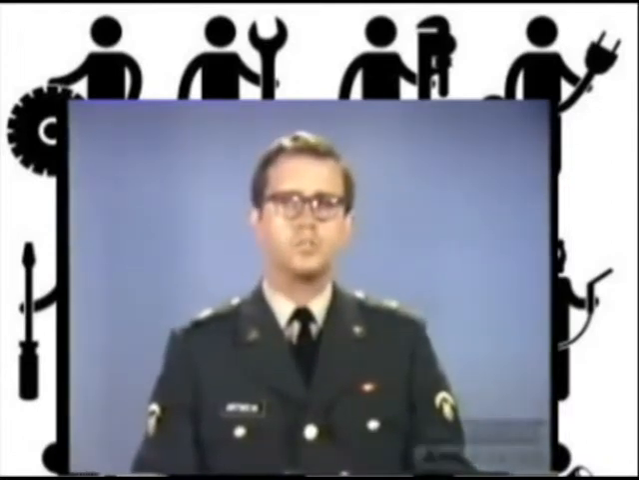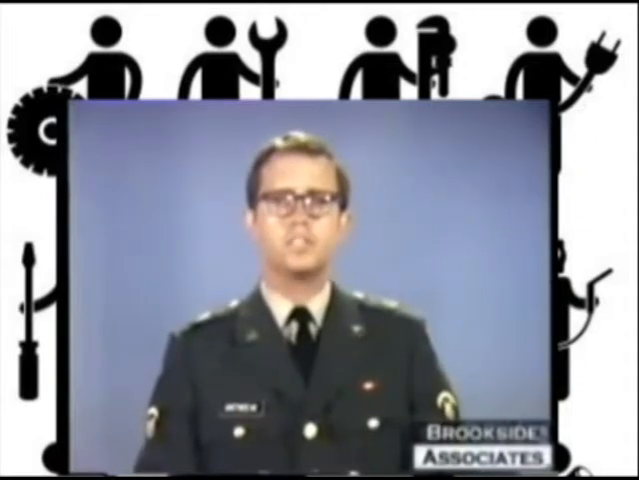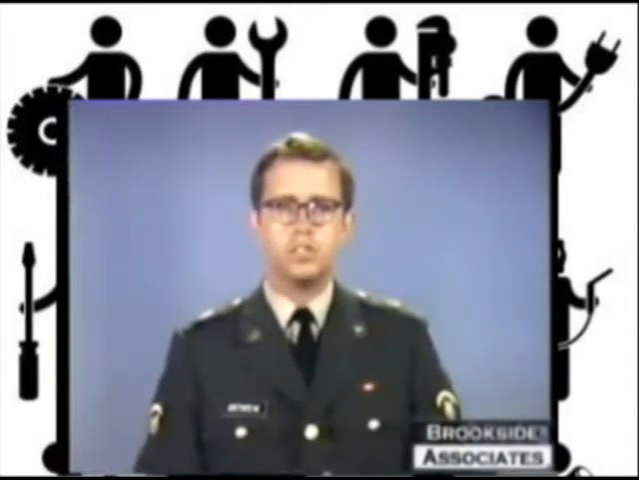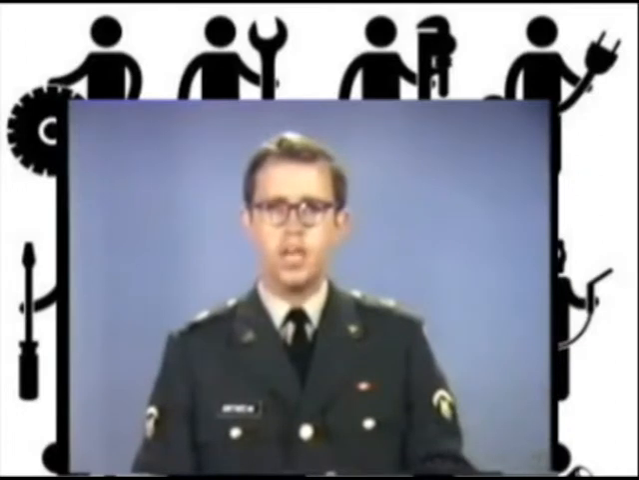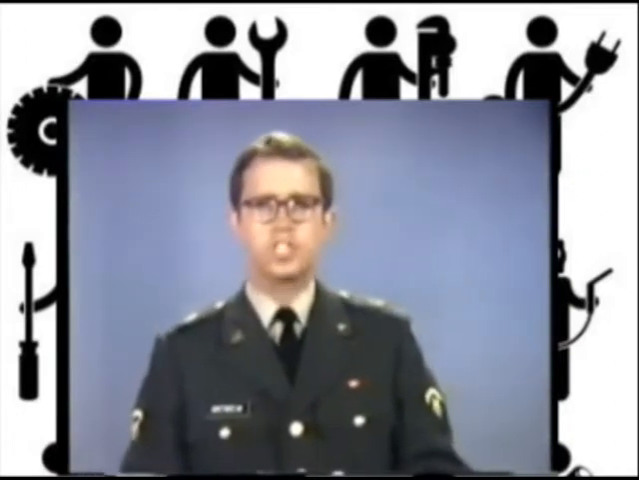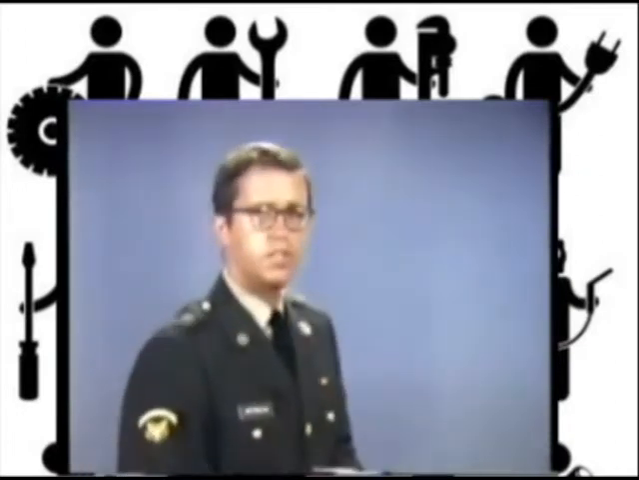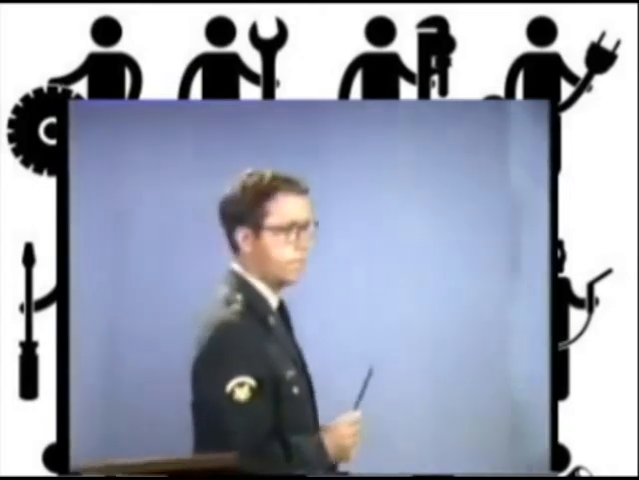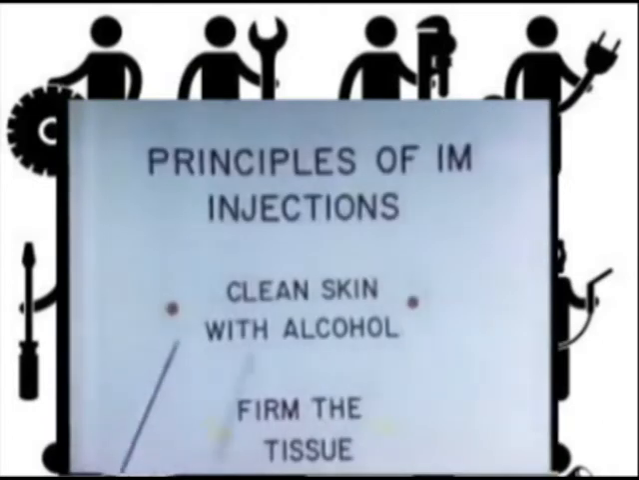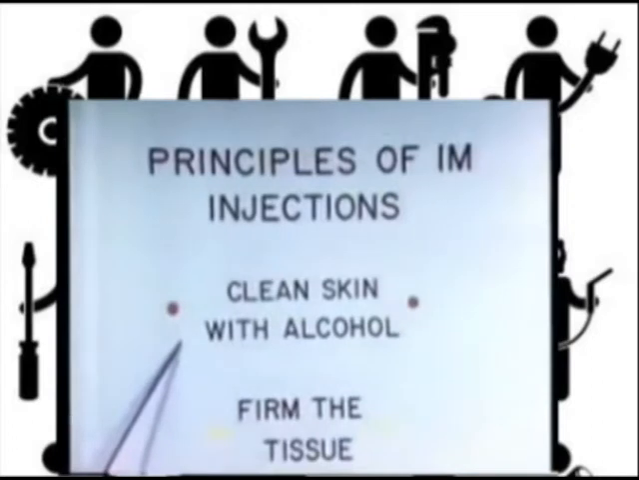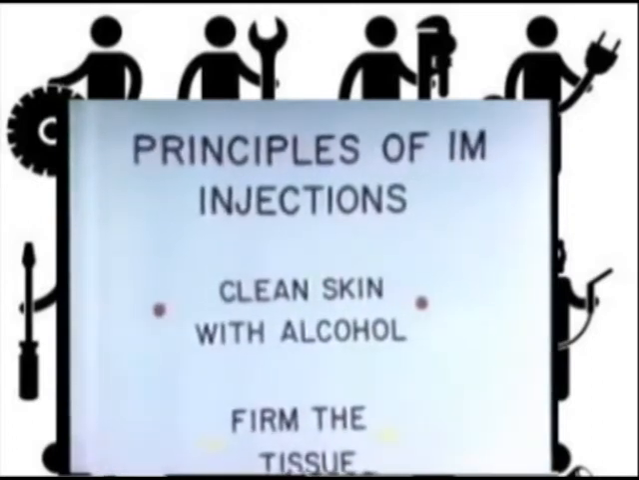As with all injection procedures, surgical aseptic technique must be used. Start with sterile equipment and keep it sterile. Six principles must be maintained whenever giving an intramuscular injection. These are: clean the site with 70% alcohol using a circular outward motion.